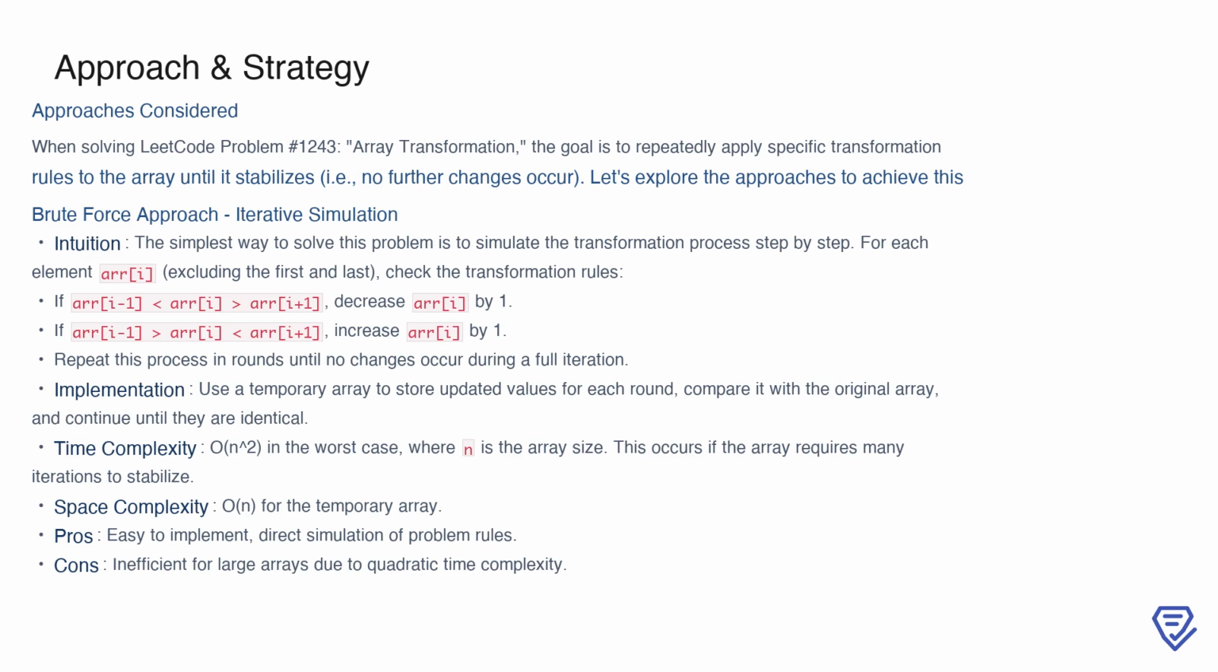While this method is easy to understand and directly mirrors the problem's rules, it has some limitations. Specifically, the time complexity can reach O(n squared) in the worst case, as we may need many iterations for the array to stabilize, and the space complexity is O(n) due to the additional array. This makes the approach less efficient for larger input sizes, but it remains a conceptually simple starting point to understand the problem dynamics.